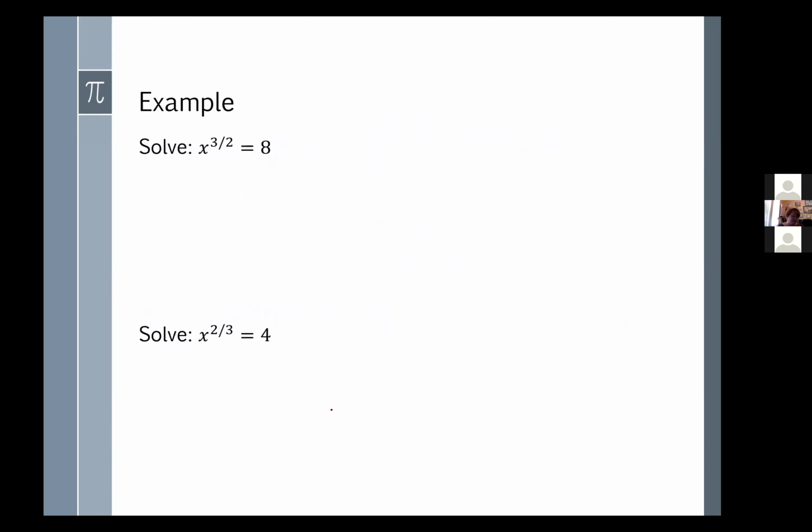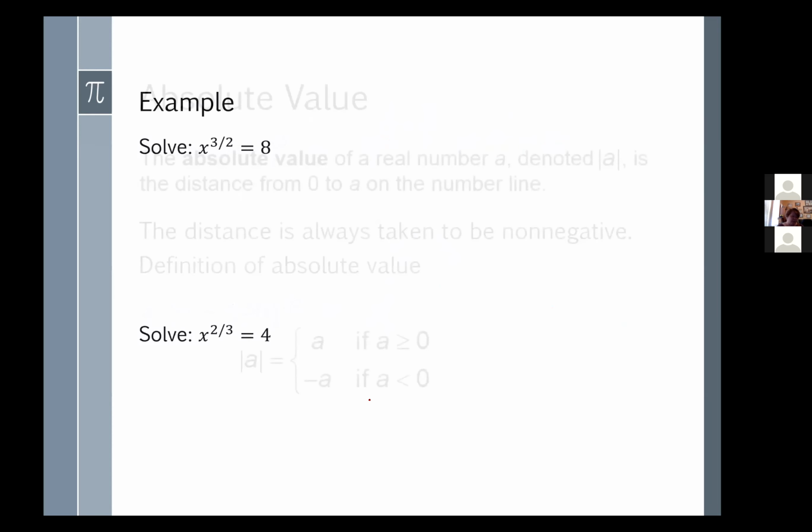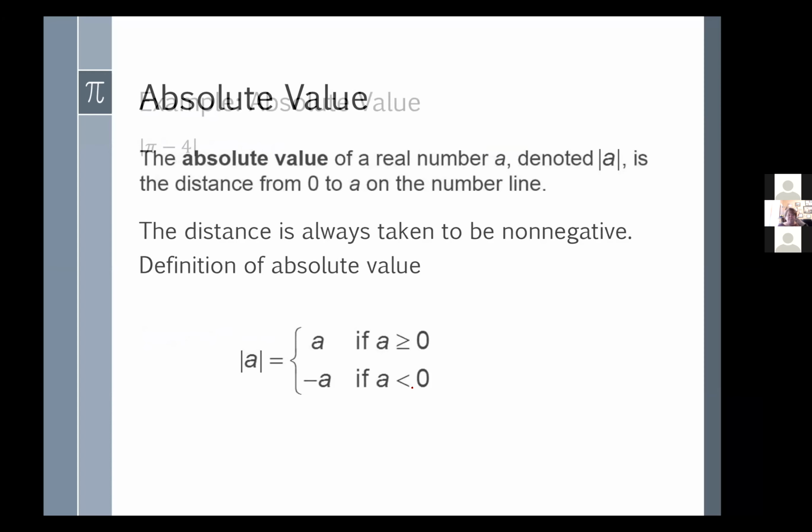Now we're going to save those. We're going to save that too. Actually, let's talk about this.